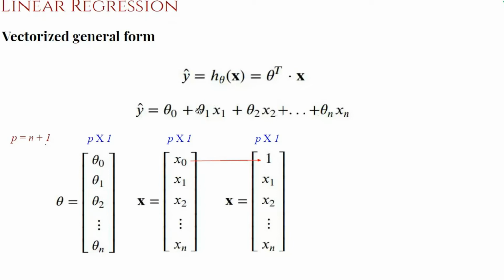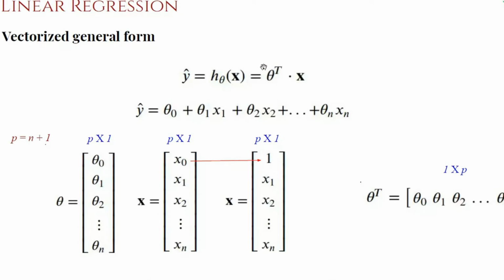In that case, all these terms can be represented as x, and all these thetas can be represented as a column vector. Now if you have n attributes, you will essentially have n plus 1 model parameters, since theta 0 is also an additional parameter. So we call p the total size of these vectors, which is n plus 1.